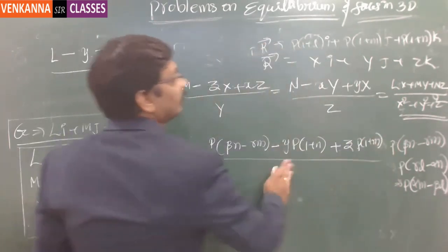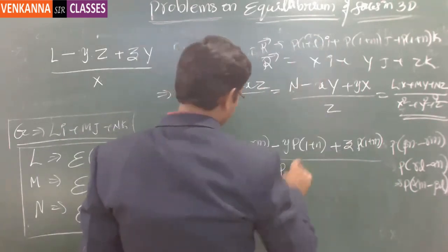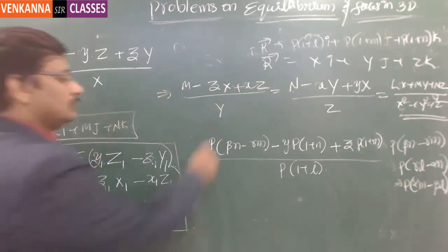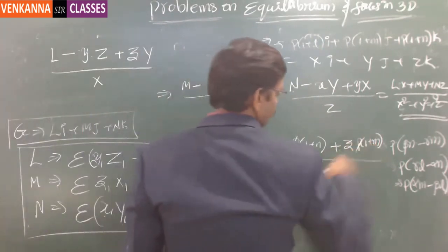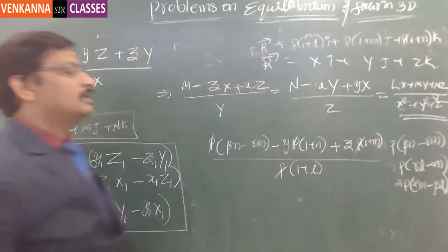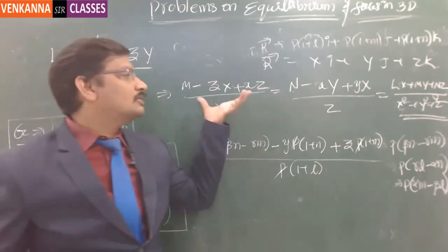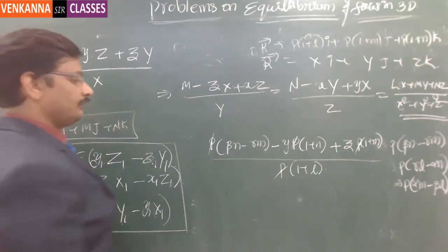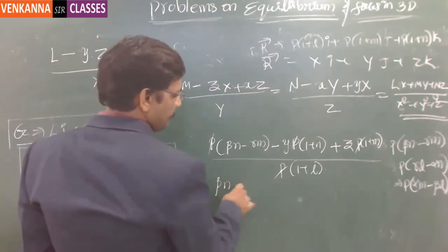So x is again, you can use this P times of 1 plus L. Got it? So this P and this P will cancel out. Similarly, you substitute these values in this equation and this equation and try to equate it and simplify it. That's all.